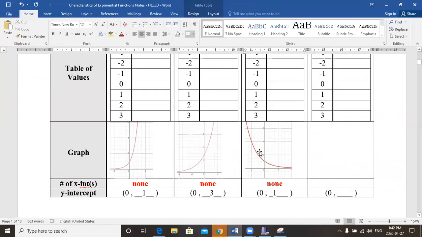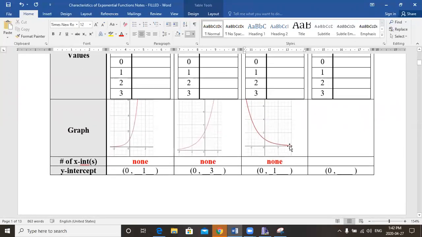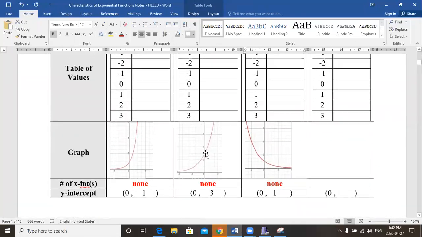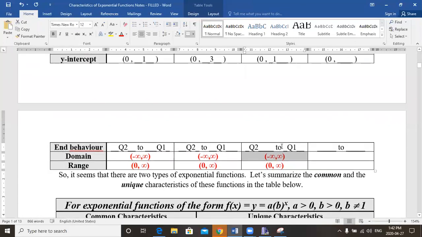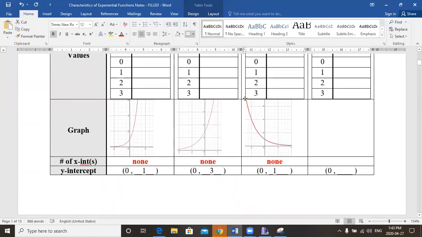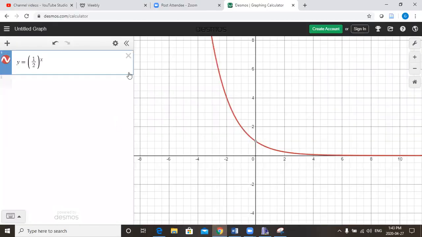The domain and range. The domain is still going from negative infinity to positive infinity, and the range goes from 0 to positive infinity. So it's the exact same. Does not change. It's just the graph flips and it's going down instead of going up. Okay, our last example here is 2 times 1/4 to the power of x. So our coefficient is 2. We would expect a y-intercept of 2. The base is 1/4. So we're going to expect that it's going to be a decreasing graph. So let's take a look.